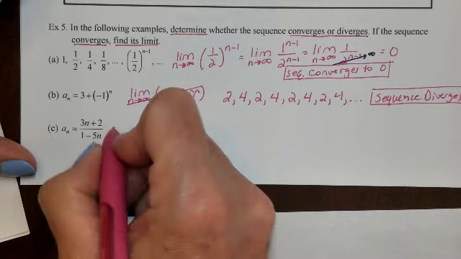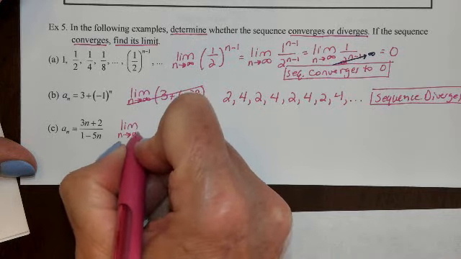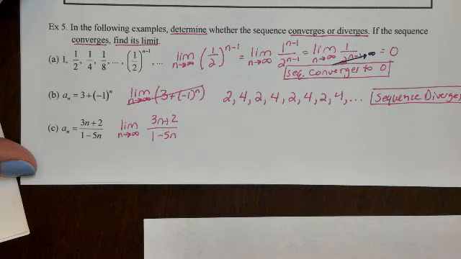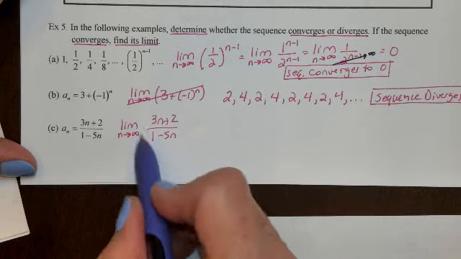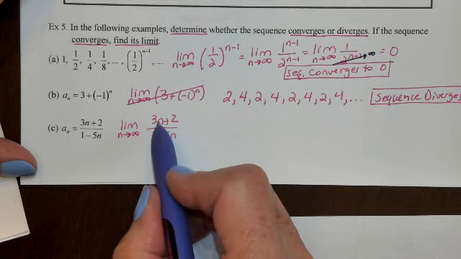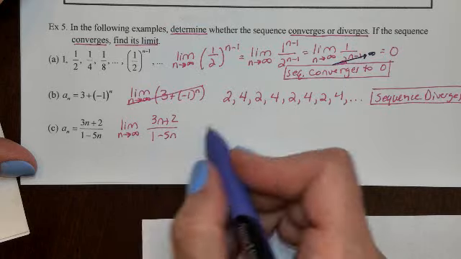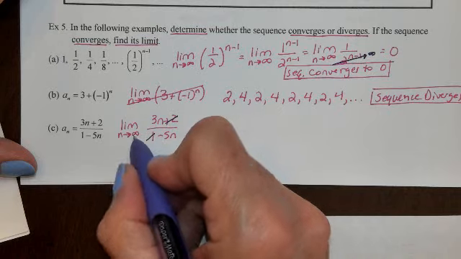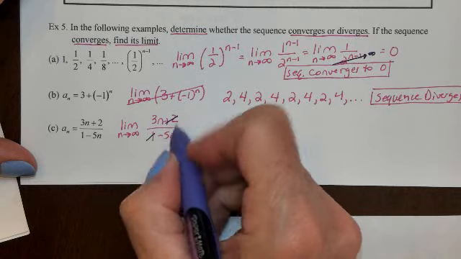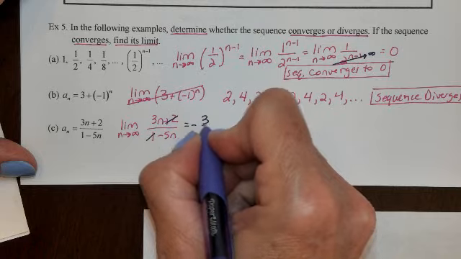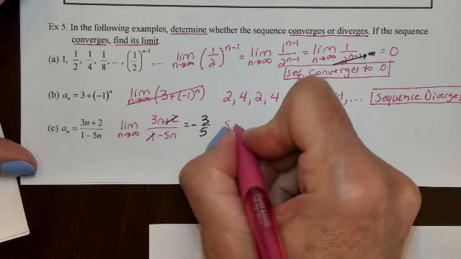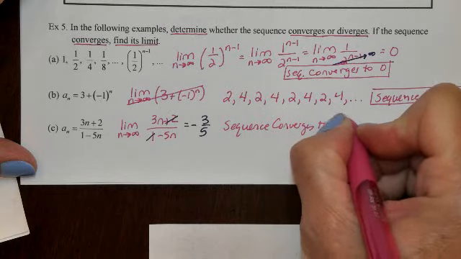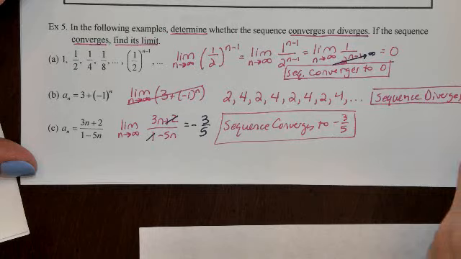Okay, let's think about the limit as n goes to infinity for this sequence. So as n goes to infinity, we can do a quick little L'Hopital's on this, right? We're going to get 3 over negative 5, right? Or you can think of the positive 2 and the 1 here will not matter in the scheme of things. They won't matter as n goes to infinity. The n's will reduce out, and we get negative 3/5. So we say that this sequence converges to negative 3/5. Okay.